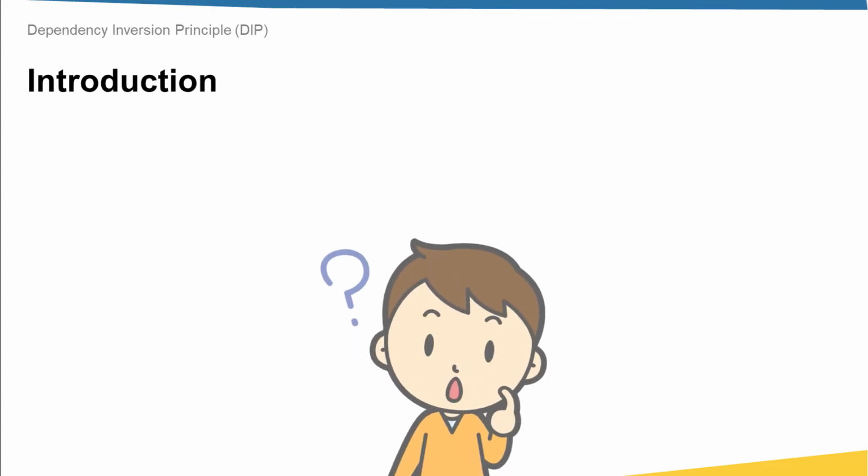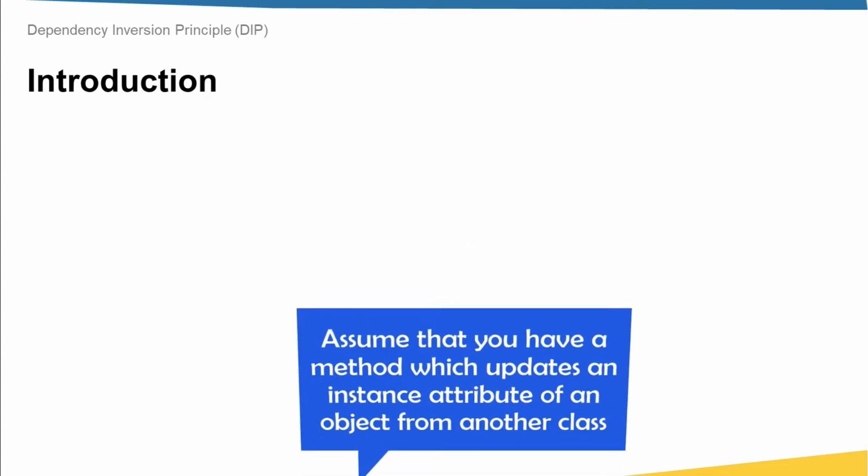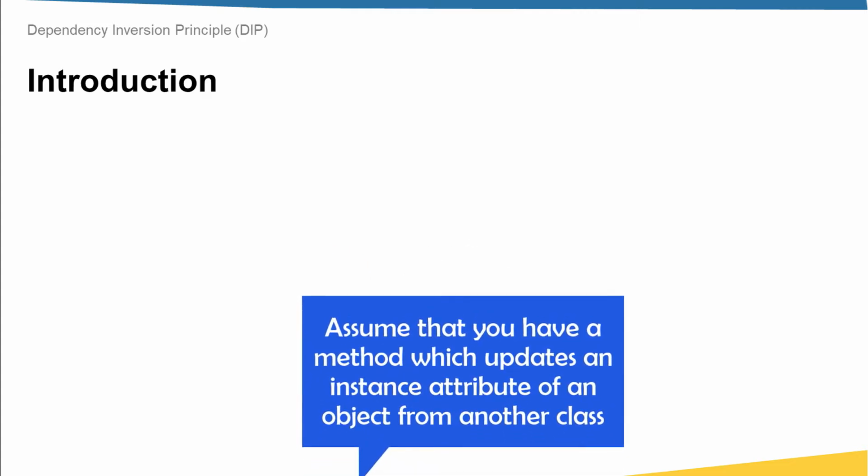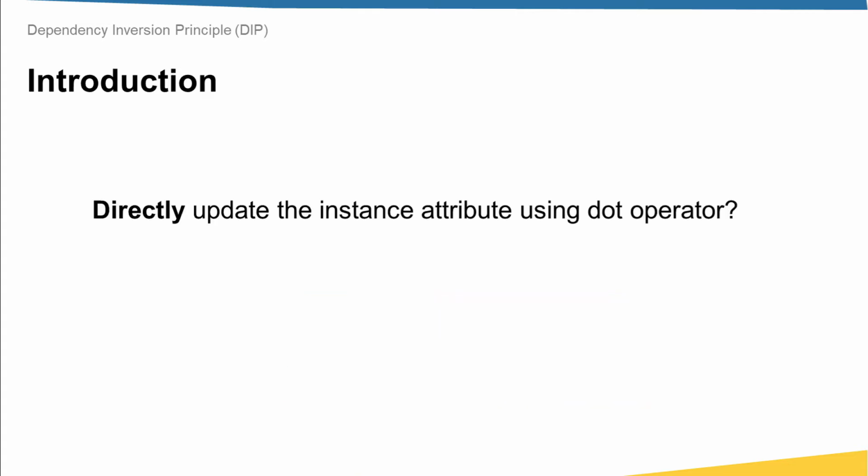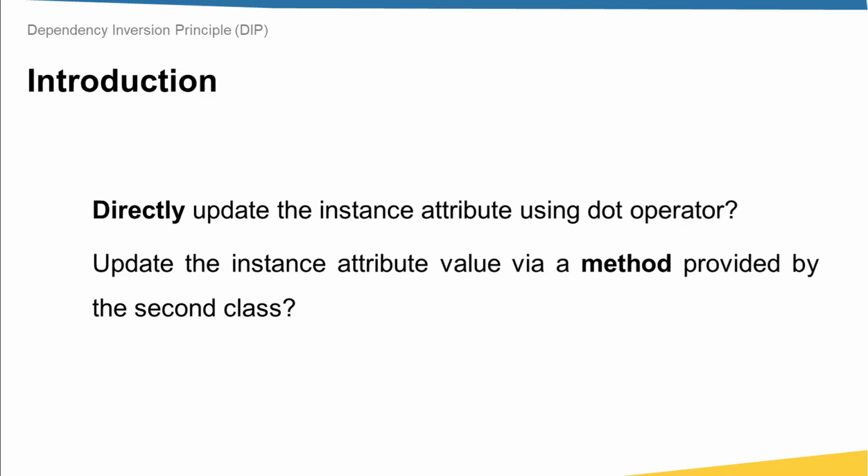And as usual, let me start with a quick question. Assume that you have a method which updates an instance attribute of an object from another class. Should this method directly update the instance attribute using the dot operator, or update the instance attribute value via a method provided by the second class? If you are not sure about the answer, join me in this lecture.